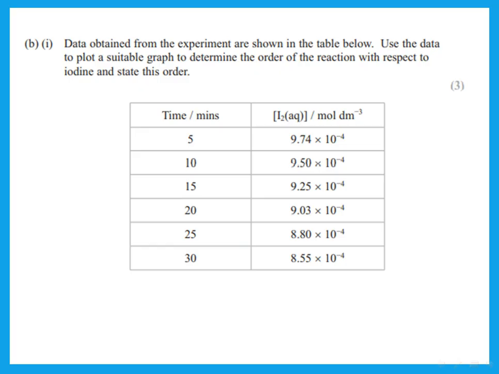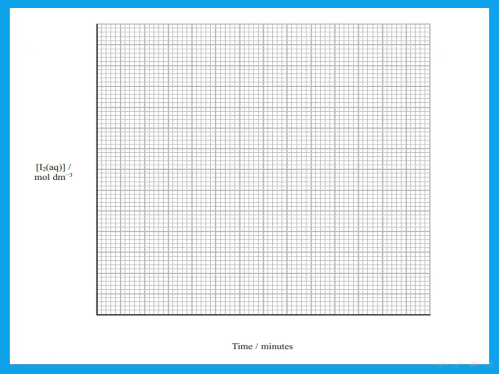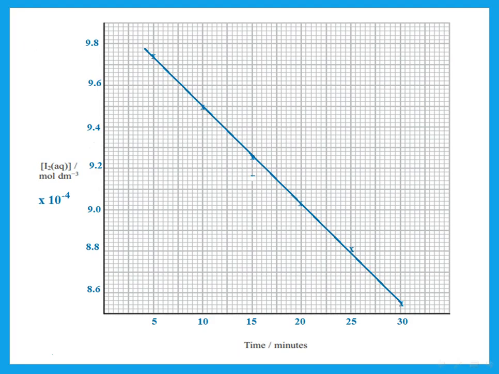Then he gives me a table with data of time versus concentration of iodine, and he wants me to plot a graph to determine the order of the reaction. So in this graph, when you plot it, it comes out to be like this. Please practice drawing these graphs. Remember that the values for iodine were times 10 to the minus 4 or something, so you have to include that in the labeling of the y-axis.